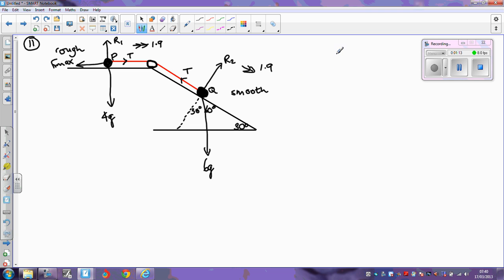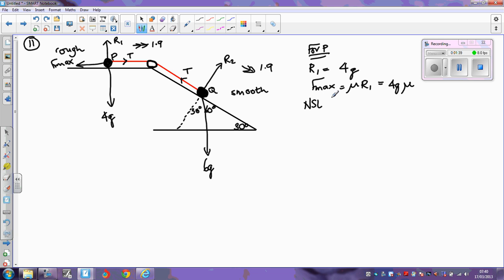So first thing I'm going to do is look at P, and I'm going to realise that P is not moving vertically upwards or downwards, so R1 must equal 4G. And we also know that F max is equal to mu R, in this case it's R1, so F max must be 4G mu.